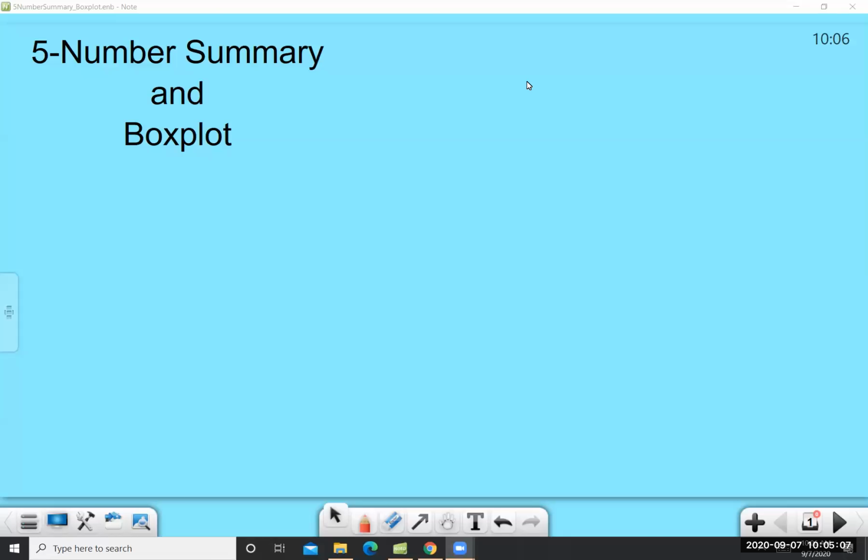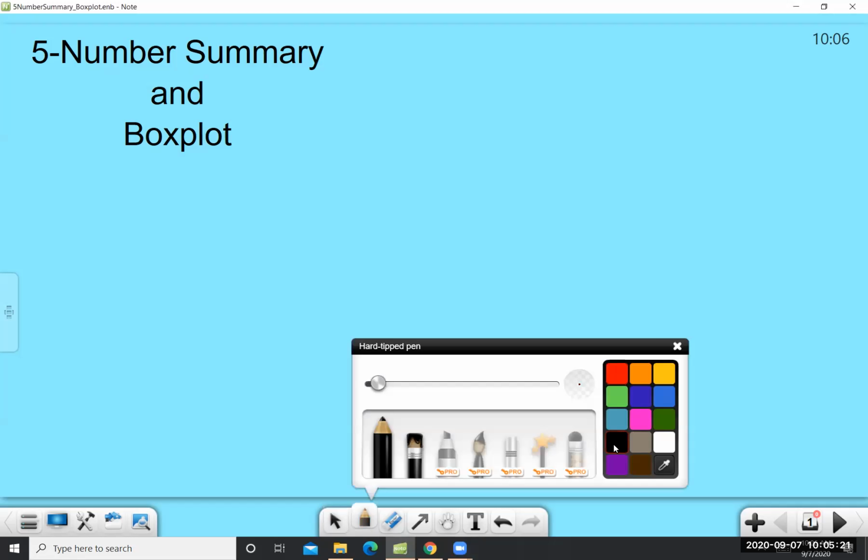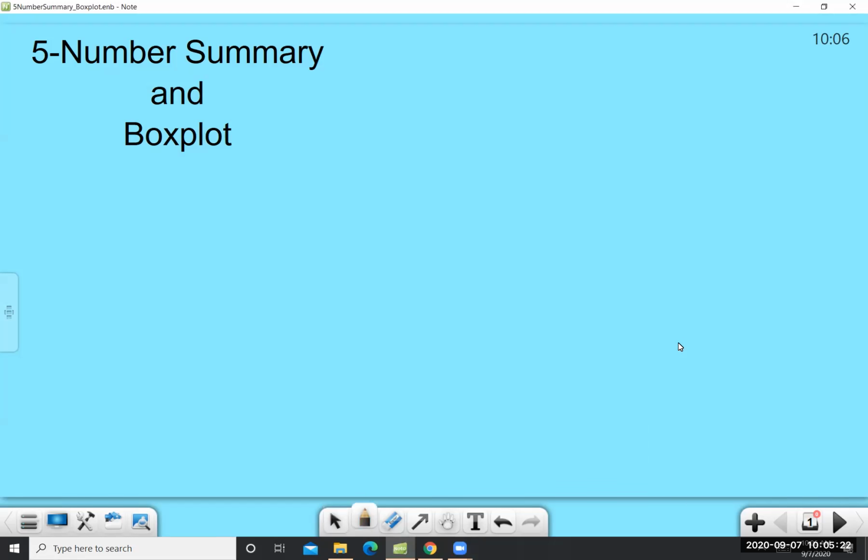For this lesson, we are going to be talking about the 5-number summary, which is a way to understand a data set. And we're also going to be talking about the box plot, which is the visual graph of the 5-number summary. Before we get started, we have to understand something called a percentile. Now, percentile sounds like percent, and that's exactly the point. Percentile tells you what percent of the data falls below a certain number.